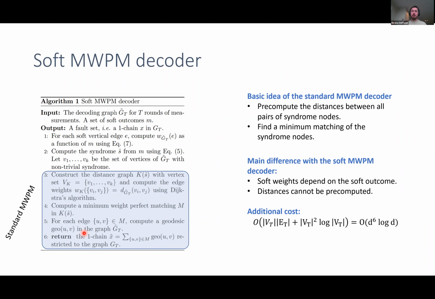So how do we run the decoder? Before telling you about the performance, to run the decoder, it's almost like the standard minimum weight matching decoder. The hard minimum weight matching decoder is the blue block. And the only thing we need to do is to compute the soft weights. This soft weight will vary. Each time we have a soft outcome, we need to compute the log likelihood ratio. There is some additional cost due to some computation that cannot be pre-computed anymore. But the decoder has the same scaling as the hard decoder.